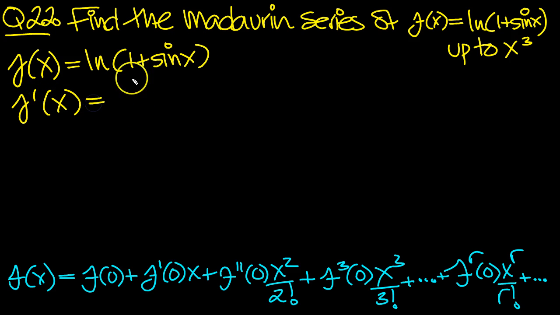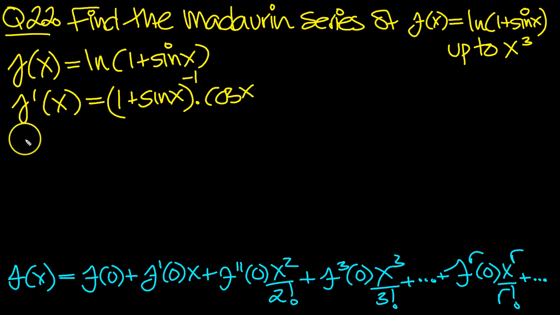Log of something goes to 1 over something. So we can write that as 1 plus sine x to the power minus 1, multiplied by the something differentiated, which is cos x.